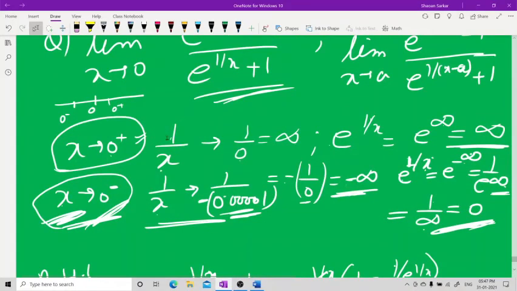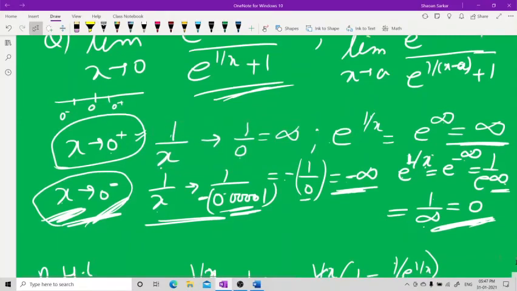At x tending to 0 plus, 1 upon x is infinity, and this comes out to be e to the power of infinity. At 0, 1 upon x is coming out to be infinity. This point is more important to understand. At x tending to 0 plus, 1 upon x is going to plus infinity. This is the point I need to emphasize.